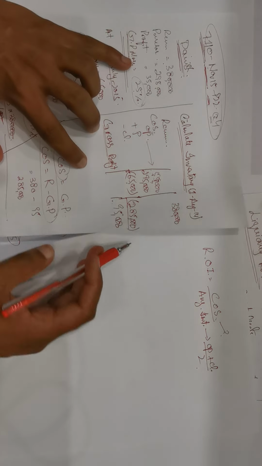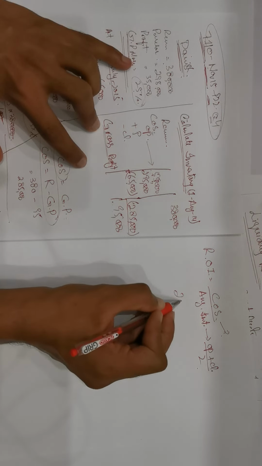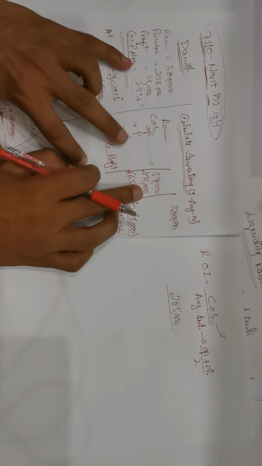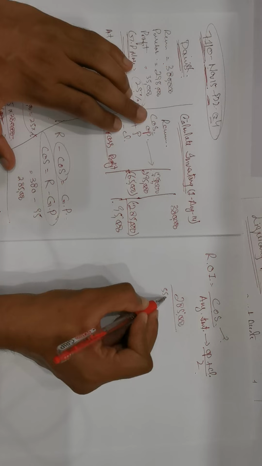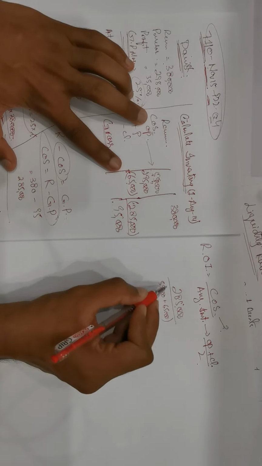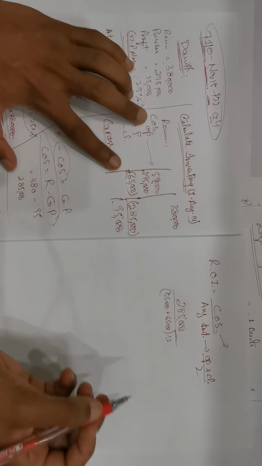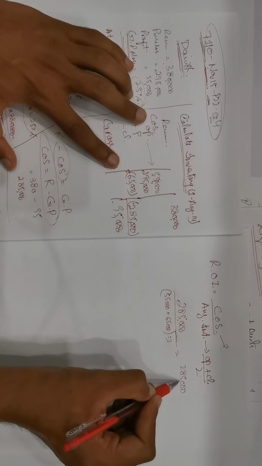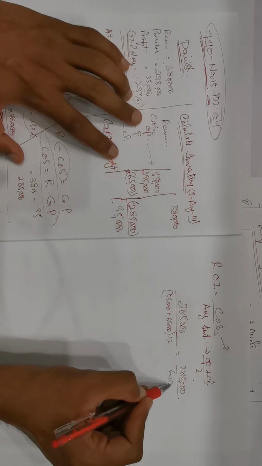Now I am simply going to add the values. Cost of sales is $2,85,000, divided by, what is my opening and closing inventory? Opening inventory is $55,000 plus closing inventory is $65,000, and I'm going to divide it by 2. So what I have is 285,000 divided by 55 plus 65 divided by 2, $60,000.